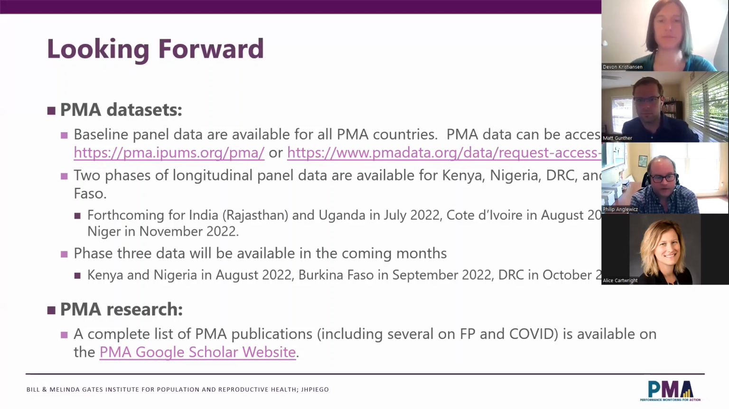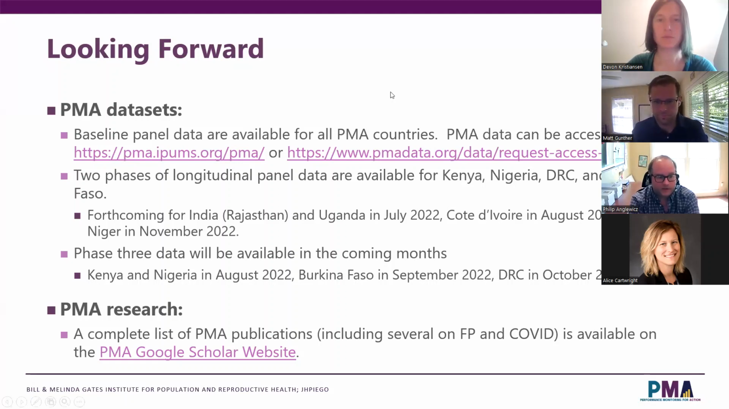And we have 2 phases of longitudinal panel data. So we have baseline and follow-up available and posted online for Kenya, Nigeria, DRC, and Burkina Faso. And then this summer, we'll be posting data for Rajasthan, India, Uganda, Cote d'Ivoire, and Niger. So by the summer, we'll have panel data for all 8 countries where we work. And then shortly afterwards, we'll also have phase 3 data.